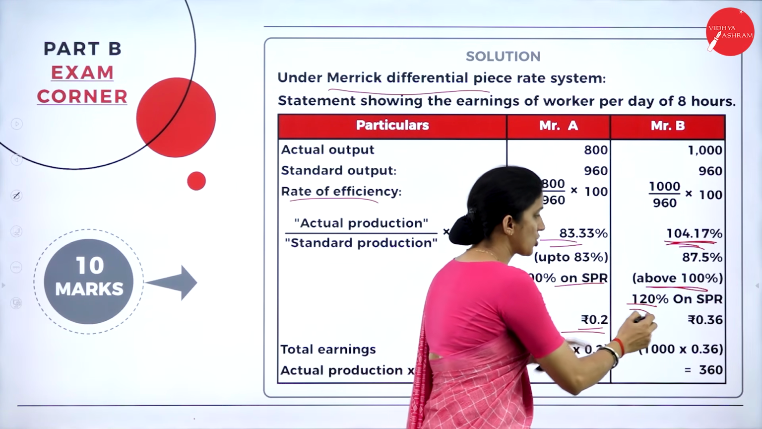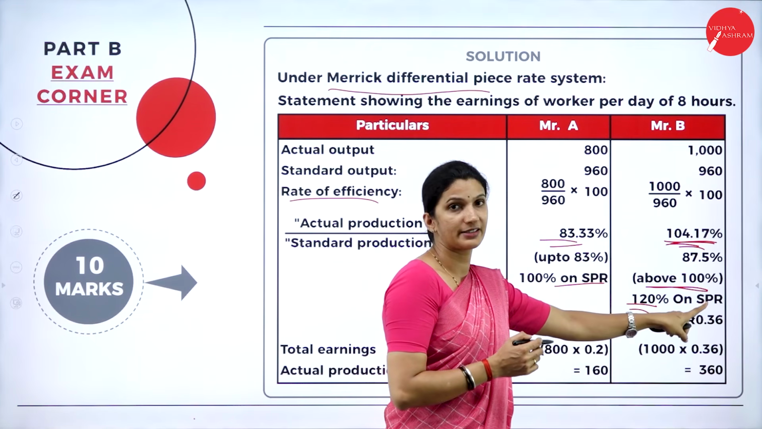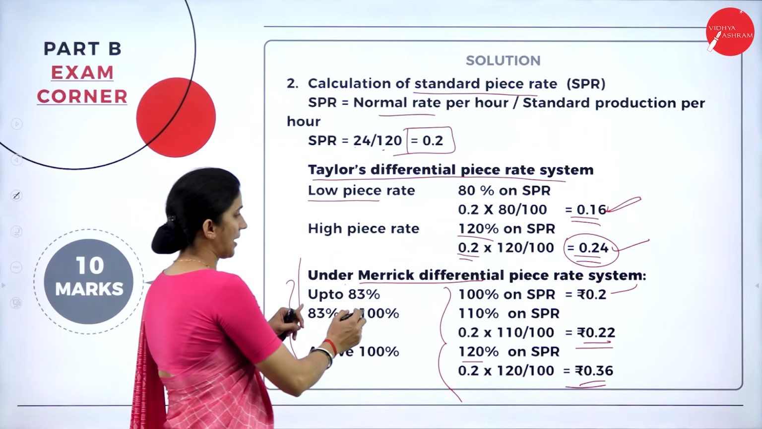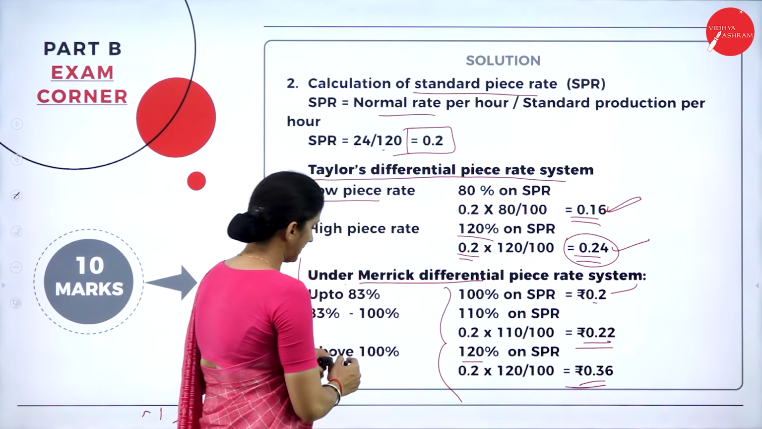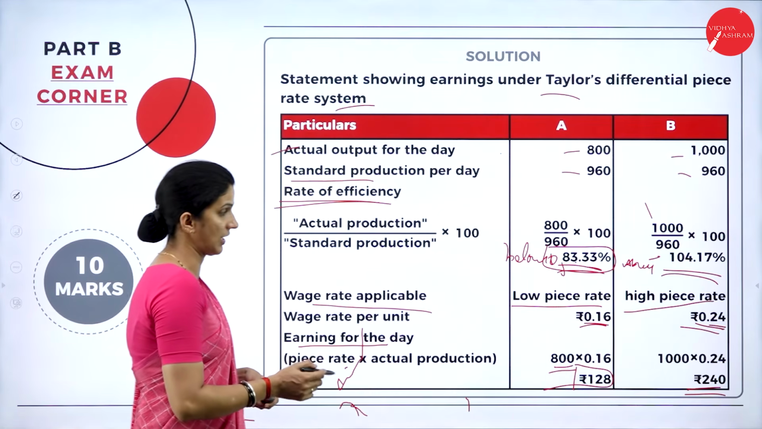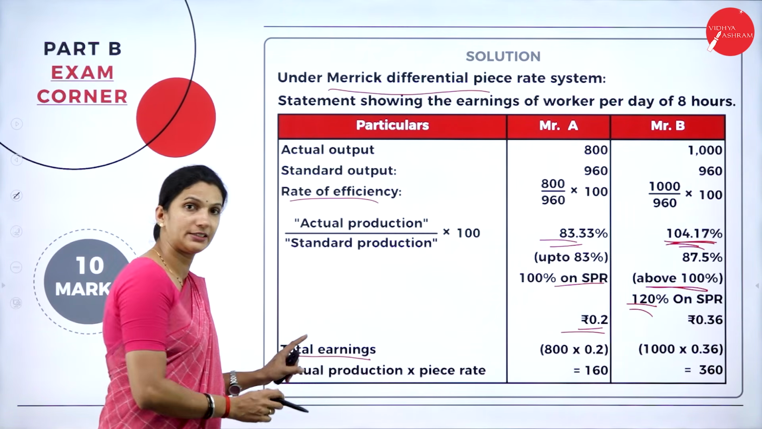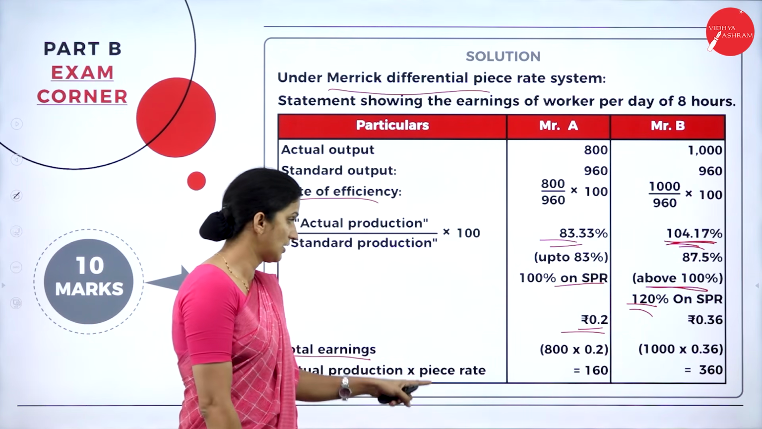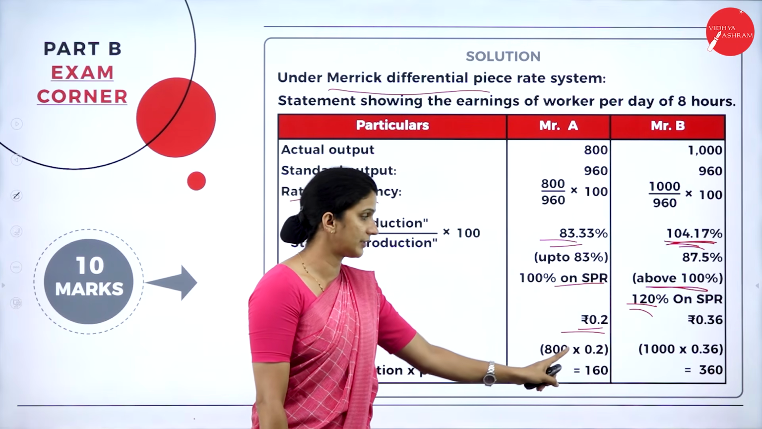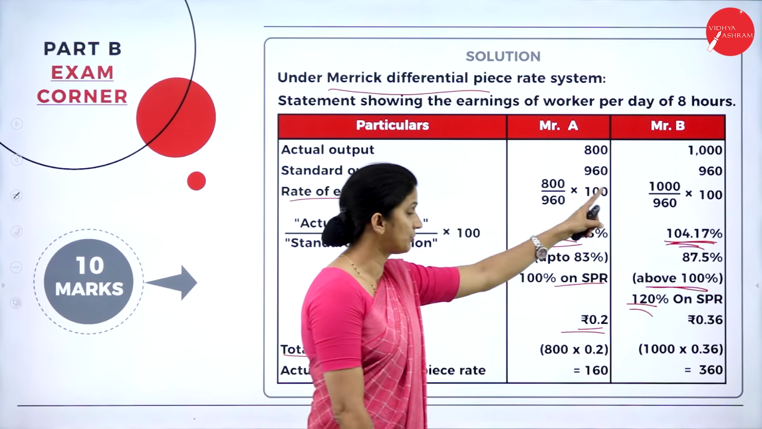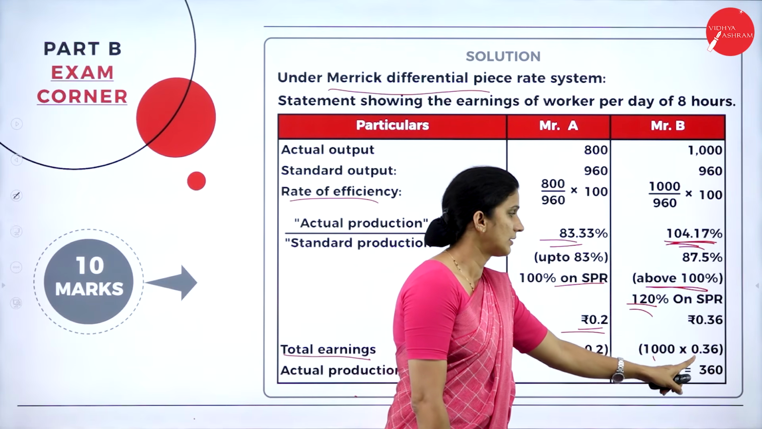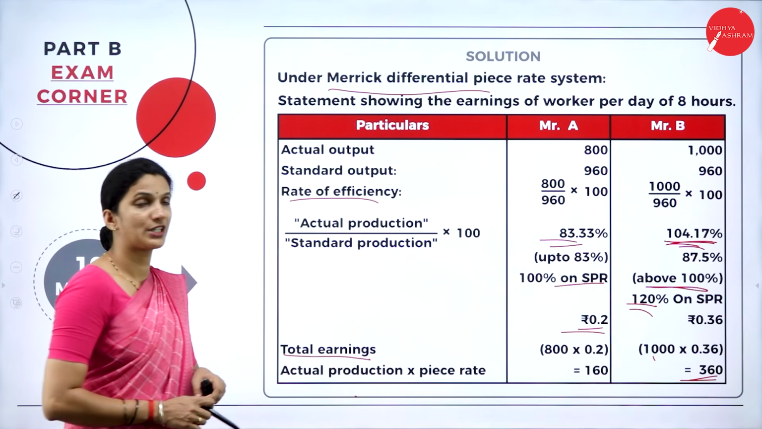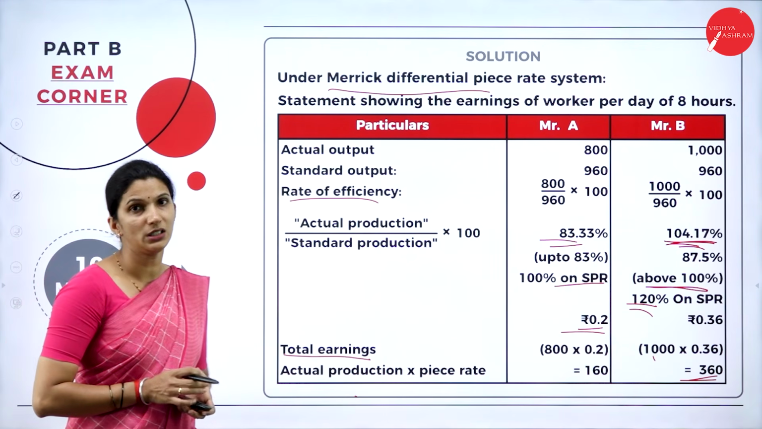So that means he will get 120% on standard piece rate. So that is 0.36, which we have calculated here. If it is up to 83, 0.2, then above 100 he will get 0.36. Finally we'll calculate the total earnings, that is the piece rate applicable to actual production. The production here is 800 units into piece rate 0.2, and the production here is 1000 into 0.36. So it is 360 rupees. This is how we need to calculate the total earnings under both the workers.